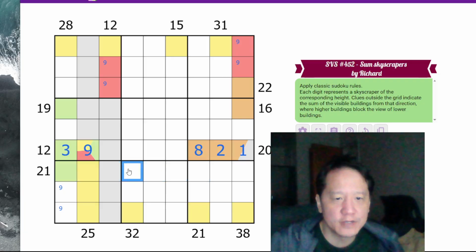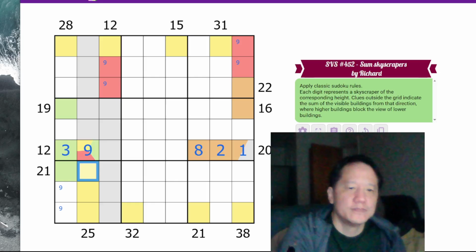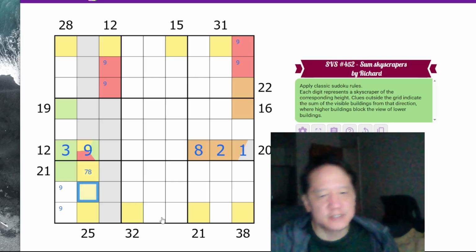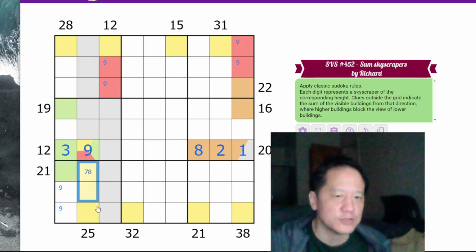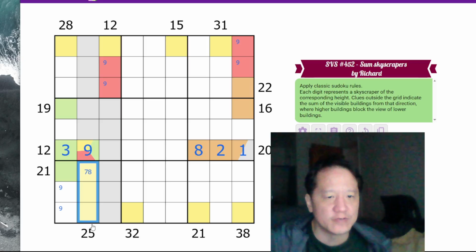So this cannot be 9 here. This still has to be 7 or 8, right? Because 6, 5, and 4 adds up to 15. 15 plus 9 does not add up to 25. It's 24. So this is definitely 7 or 8.